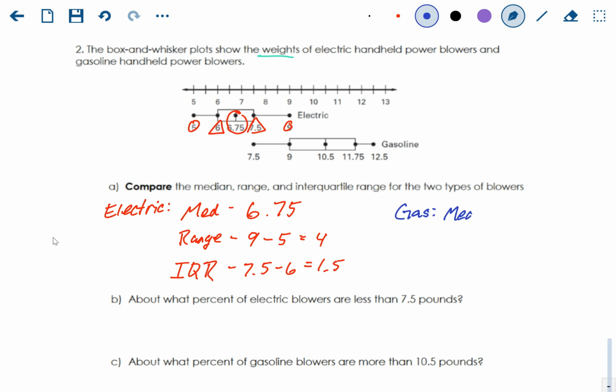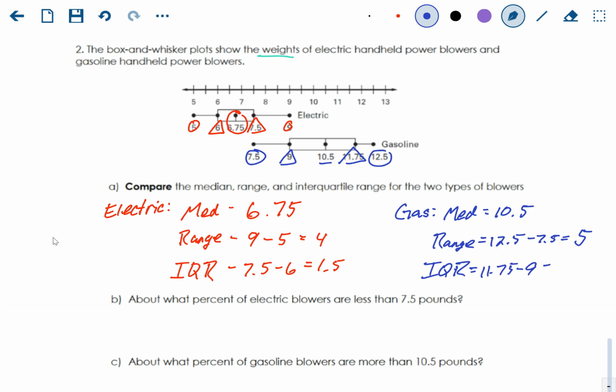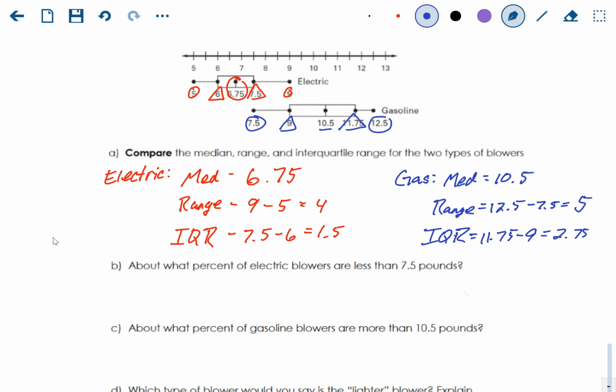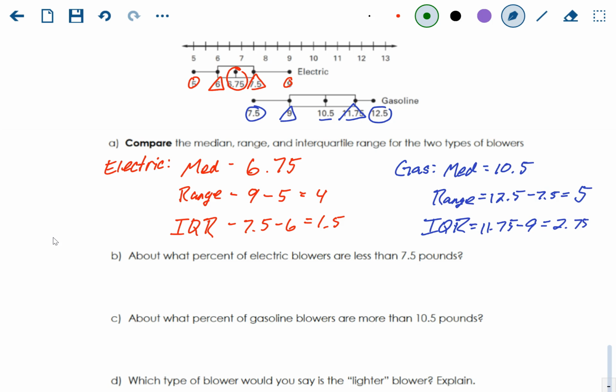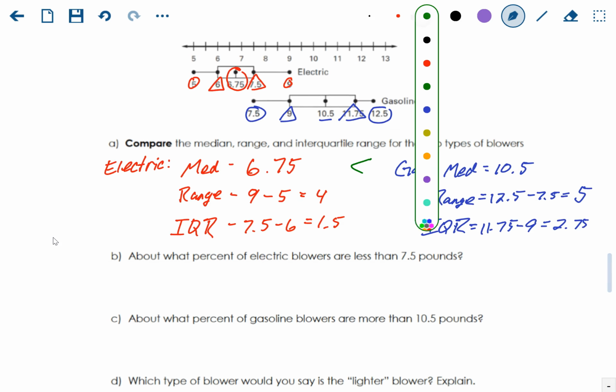Same thing for gas. The median, the middle value, is 10.5. The range, biggest value minus smallest value, 12.5 minus 7.5 is 5. And the interquartile range, Q3 minus Q1, 11.75 minus 9 is 2.75. All right, well, comparing those, the gas is obviously a lot heavier in all categories. So it has a bigger median, it has a bigger range, it has a bigger interquartile range.